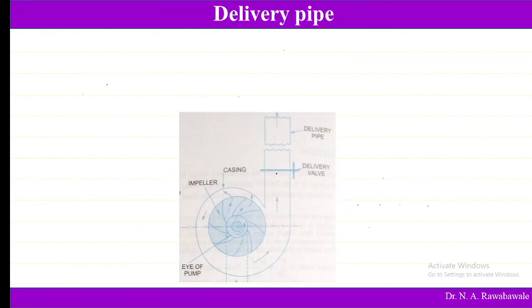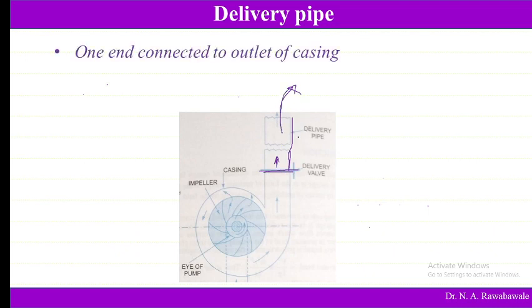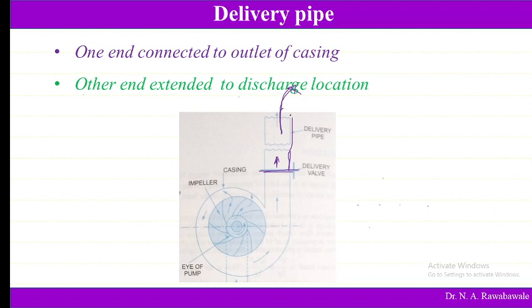Then we see the delivery pipe. From this casing the pipe is connected to this centrifugal pump, and this pipe which is connected at the outlet of the casing goes to the location where this water is to be discharged or delivered. This complete length of pipe is known as a delivery pipe. It is connected to the outlet of the casing, and the other end is extended to the discharge location where we want to discharge this water. Up to that, the pipe is known as the delivery pipe.